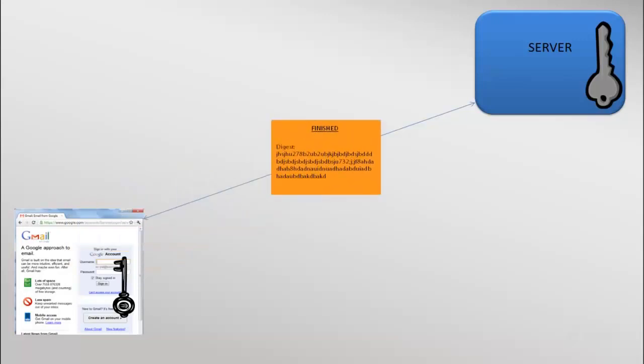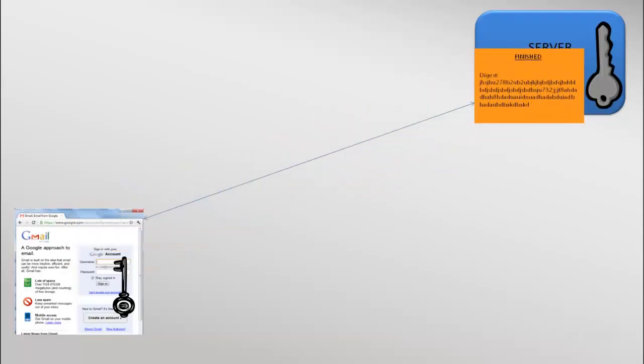After that, the browser sends the finished message, which also contains the digest of all the messages that had been exchanged between the browser and the server till now. This is done so that the server can validate that none of the commands sent earlier had been tampered with during transit.